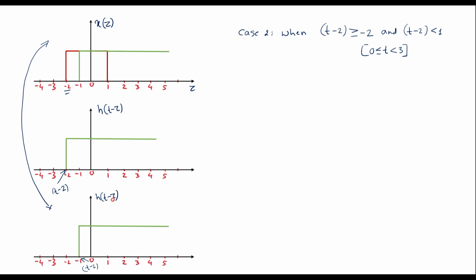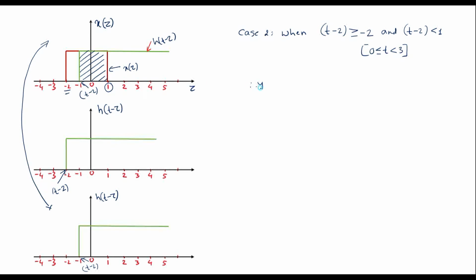Now I have overlapped h of t minus tau signal on x of tau signal. We can observe that this is h of t minus tau signal and this one is x of tau signal. Here we can see that this point is t minus 2. So this region is overlapped. That is the common region between x of tau and h of t minus tau. So here the lower limit is t minus 2 and the upper limit is 1.